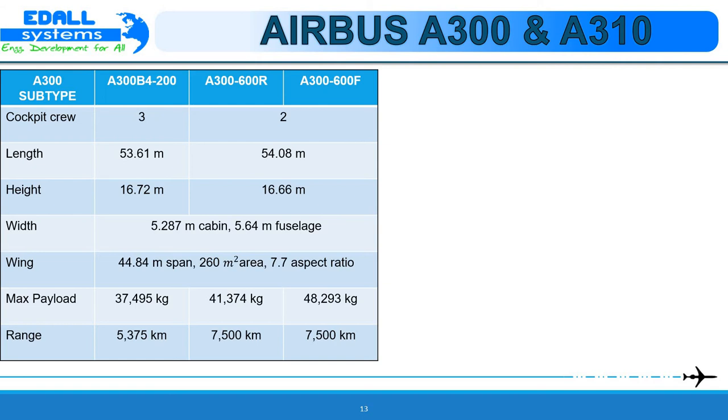An additional letter is sometimes used. These include C for combi version, that is passenger and freighter, capital F for freighter model, capital R for long range model, M for military model and capital X for enhanced model.